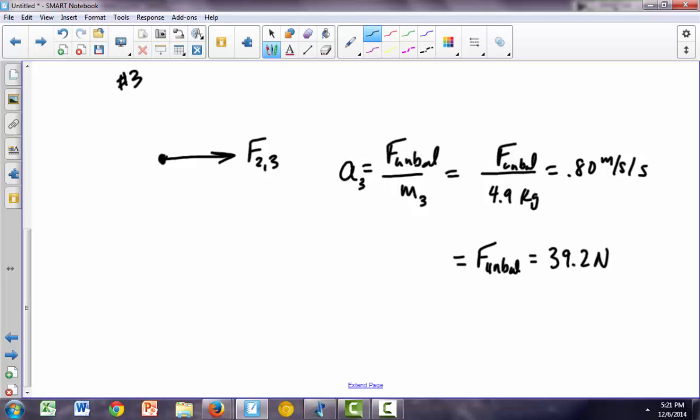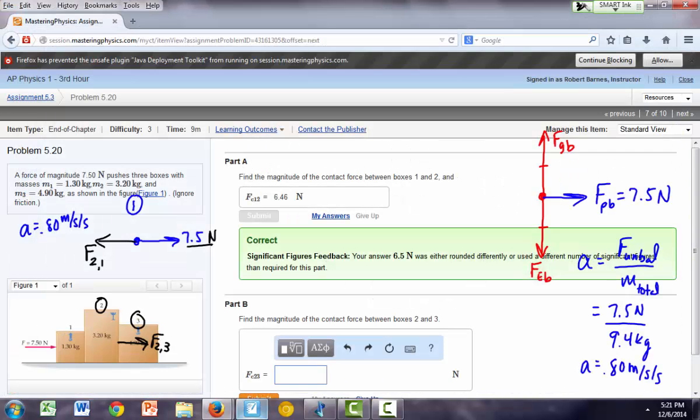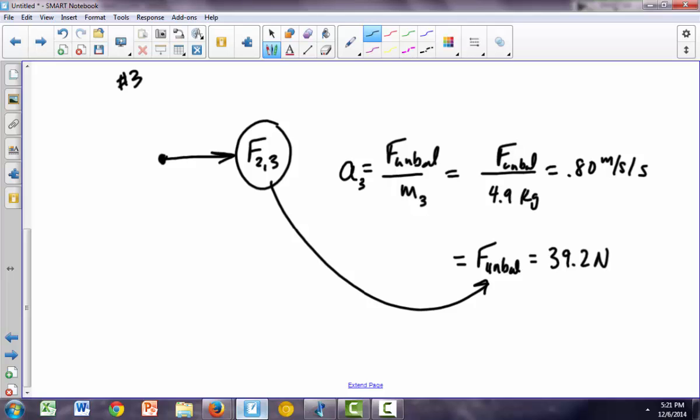And that is this force right here, the unbalanced force in box 3. So 39.2 should be my answer there. I do not feel good about that because I did something wrong. It should be 3.92. That makes a lot more sense. 3.92. Yeah, that was right. Okay.